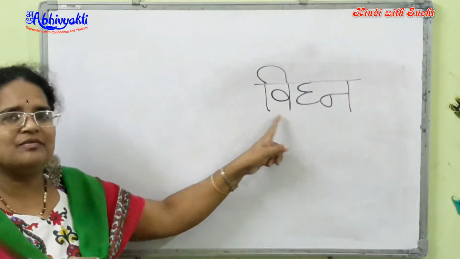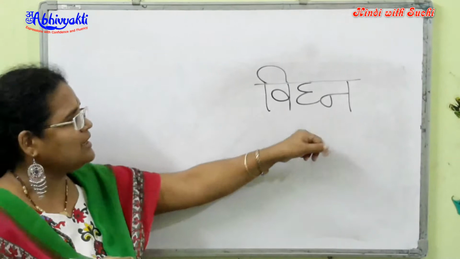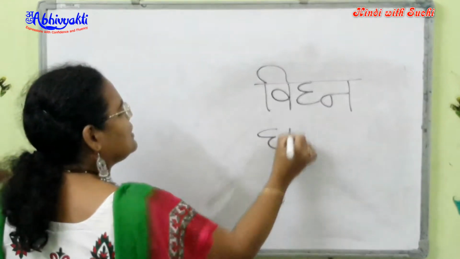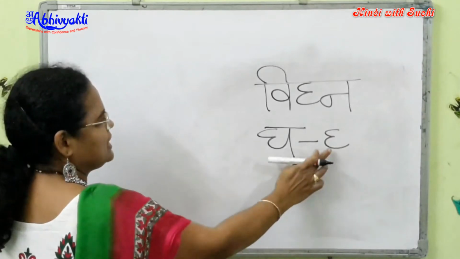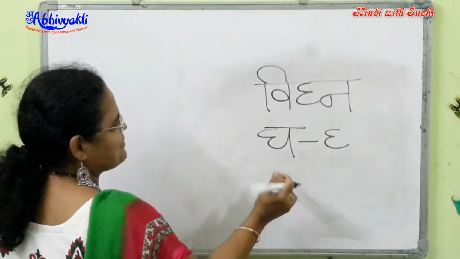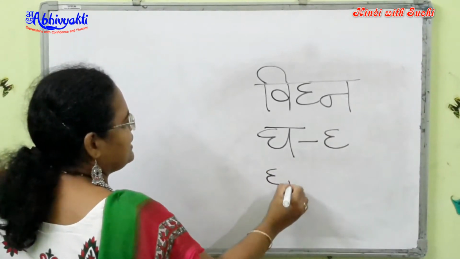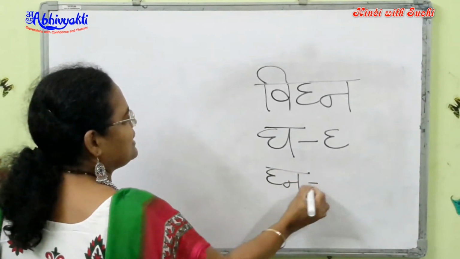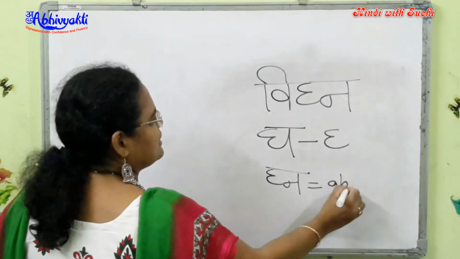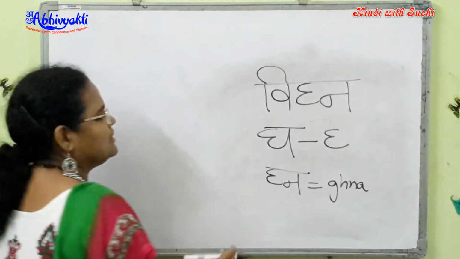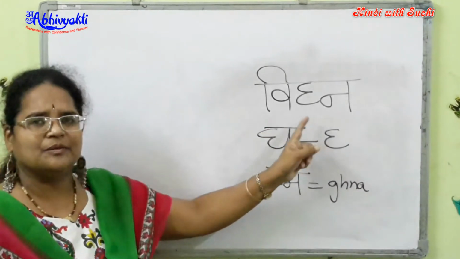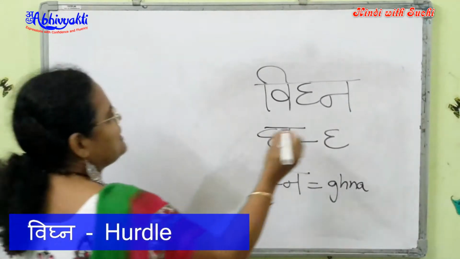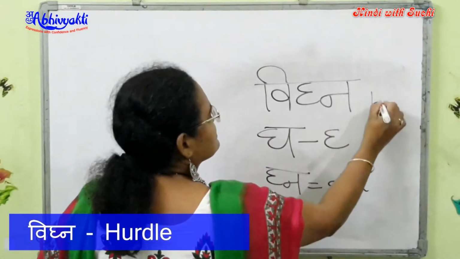Now I have va with e matra, gha and na. So gha, if you want to have it compound with gha, then you write it without the stem. So that is ready to join the other letter. So I have ghna together. So Vighna. Vighna means hurdles.